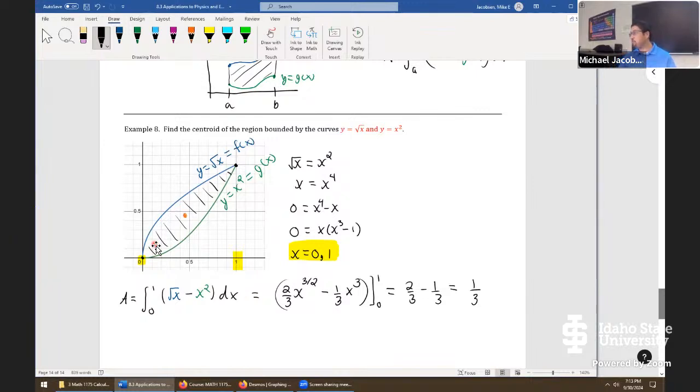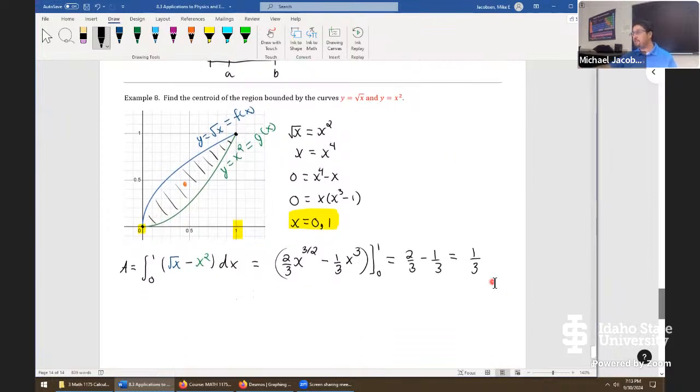Well, that was pretty quick. 2 more steps to go. Any questions, folks, with getting the area down?